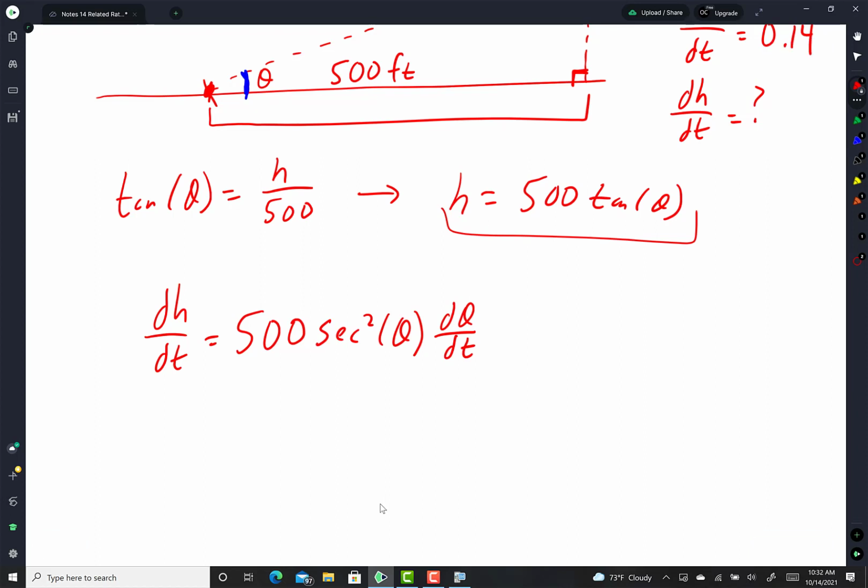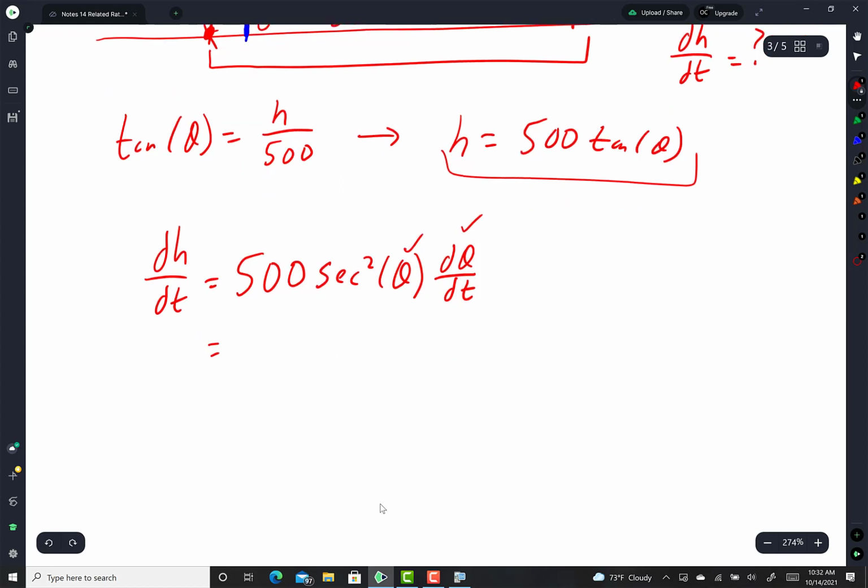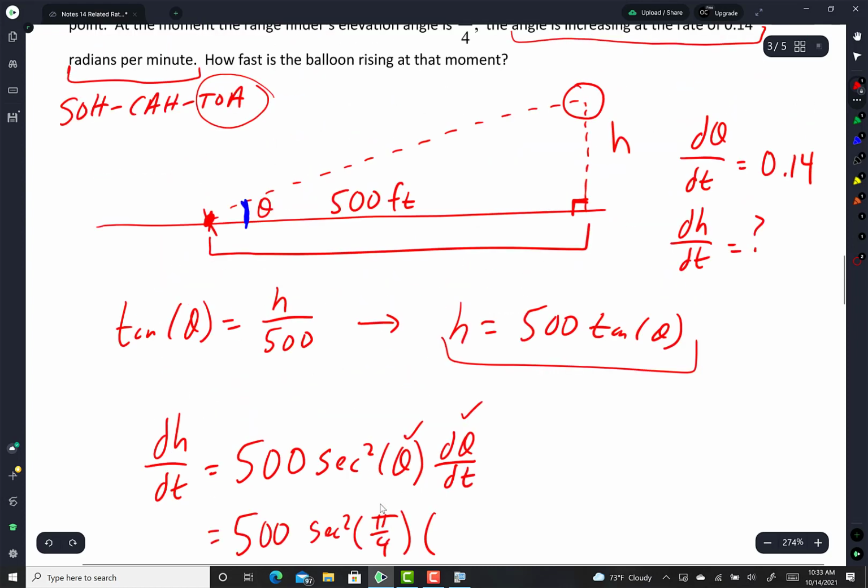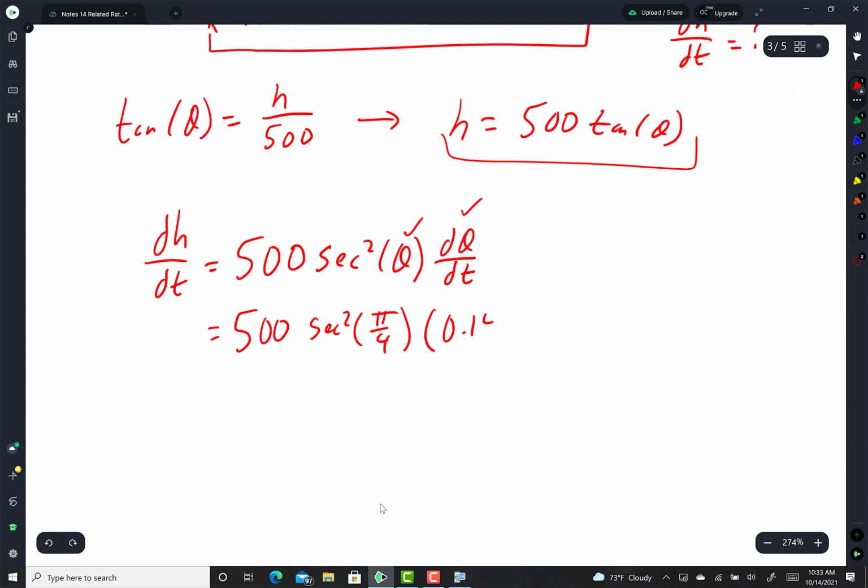It's like chain rule, derivative of the inside, d theta dt, right? All right. Do I have d theta dt? Do I have theta? So here comes your pre-cal, not extreme pre-cal, just baby pre-cal. 500 secant squared of pi over 4, and then d theta dt was 0.14. So here we go. 500, open parenthesis. Secant's the reciprocal of cosine. Well, it doesn't matter at pi over 4 because they're both the same. So the reciprocal of square root of 2 over 2 is 2 over square root of 2.